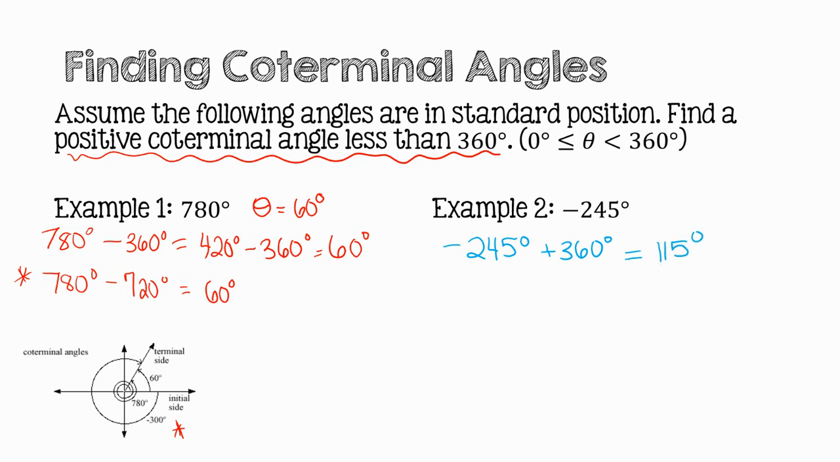Again, not an acute angle, but it does fit that theta would then equal my coterminal angle, 115 degrees, making sure I put that symbol, otherwise it can be construed as radians. And for an infograph, here we have negative 245 that was given, and so my coterminal angle is 115 degrees.